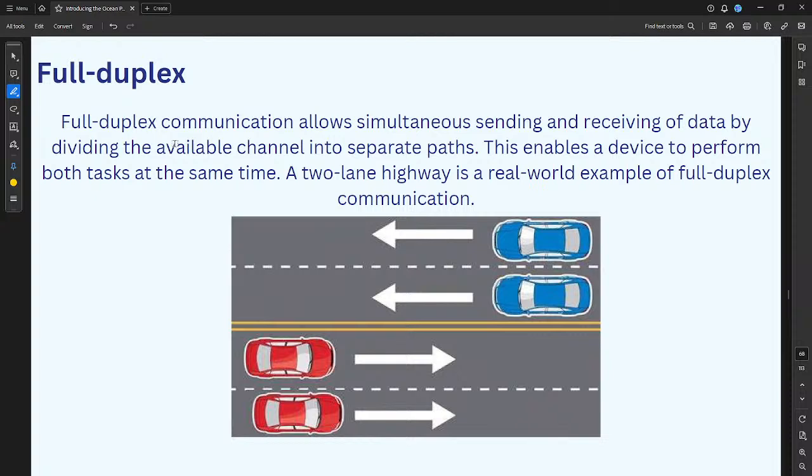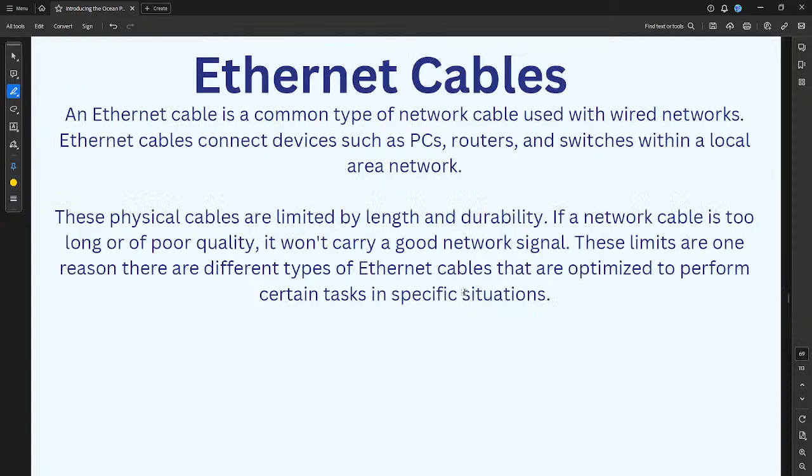Now, in the full duplex, you already understand what this would mean. It's allowing communication simultaneously, so sending and receiving of data at the same time. This enables the device to perform both tasks at the same time. A two-lane highway is a real-world example of full duplex communication.